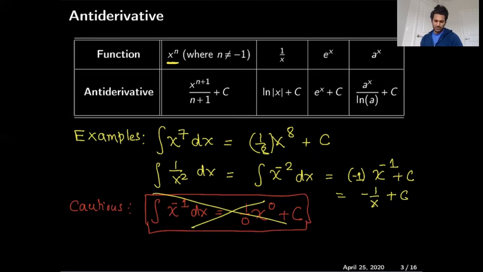So in that situation, the rule is that the antiderivative of 1 over x, or x to the power -1, is natural log of x. And also we have the antiderivative of a to the power x, an exponential function. It is basically a to the power x divided by natural log of a. And since we know that the derivative of e to the power x is e to the power x, their antiderivatives are also the same.